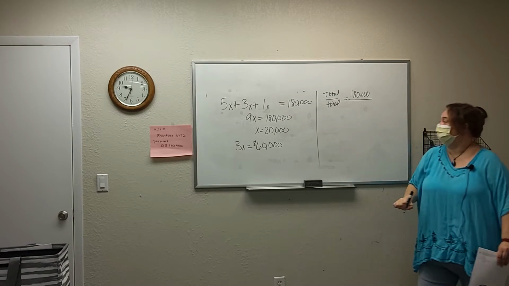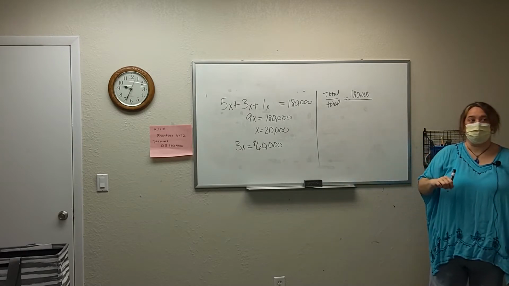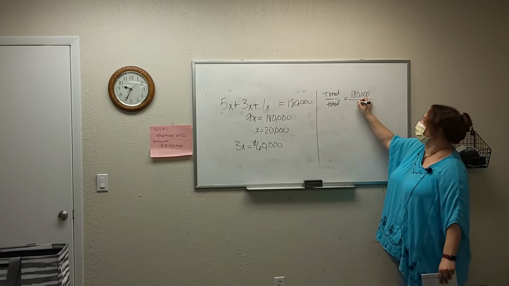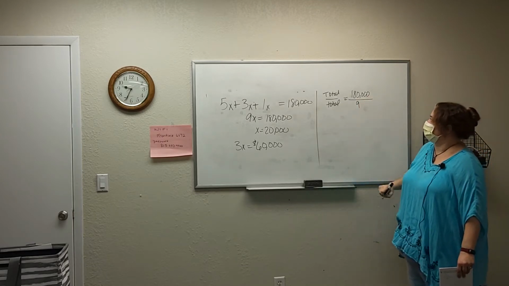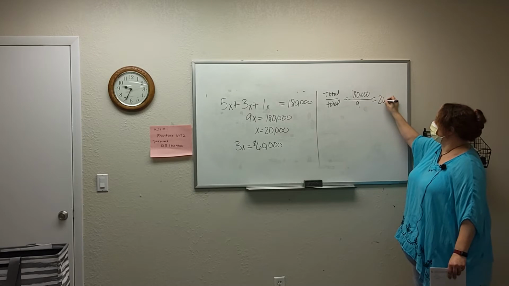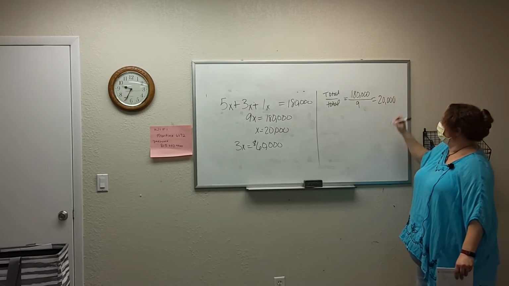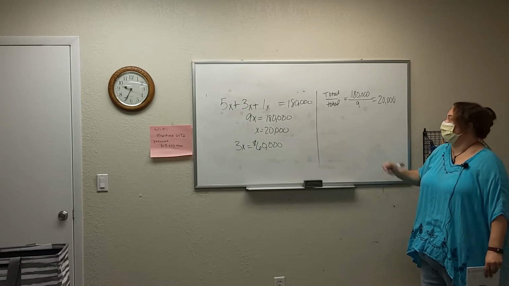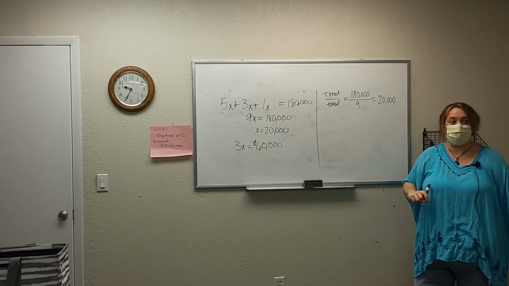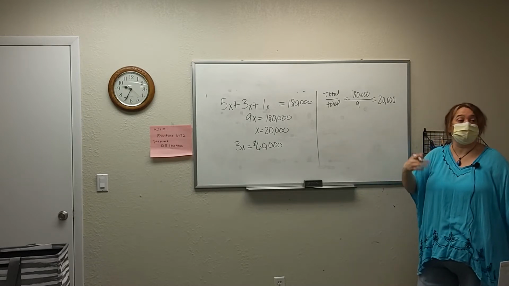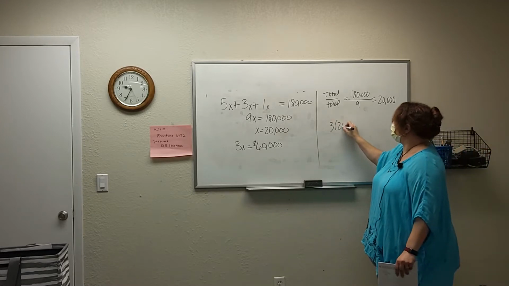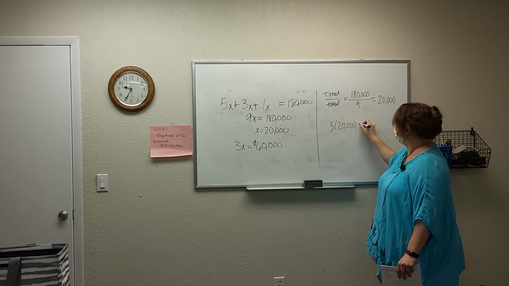On the bottom, you put your total number of parts. So the total number of parts would be 5 plus 3 plus 1, that's 9. 180,000 divided by 9, that's 20,000. So that's the value of each part. Once you know that, you can answer your question. How much money would second place get? Second place gets 3 parts. So 3 times 20,000.